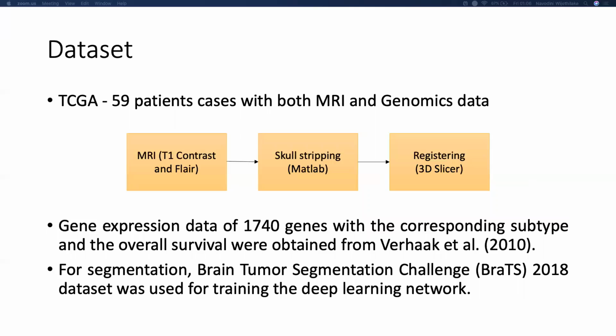For this work, we utilized the TCGA-GBM publicly available dataset with both MRI and genomic data. The T1 contrast and FLAIR images were downloaded and the gene expression profiles were obtained from a previously done study. The common IDs with both imaging and genomic data were filtered and 59 patient cases were left for the study. The MRI images were skull stripped and registered to match the metadata with the MICCAI Brain Tumor Segmentation Challenge, BRATS Challenge dataset information. For segmentation, the BRATS 2018 dataset was used for training the deep learning model.